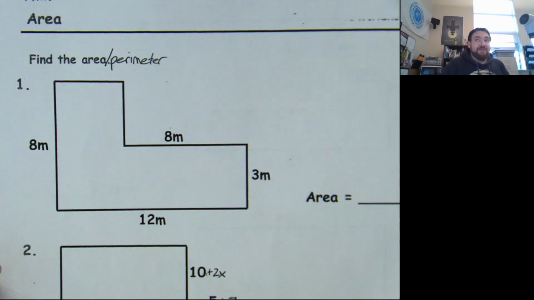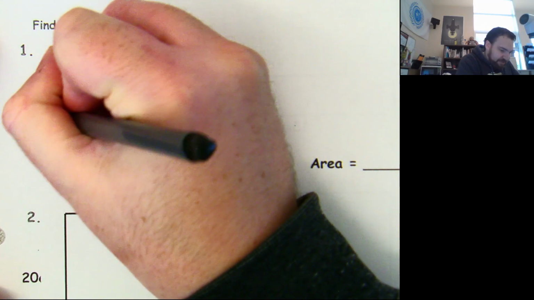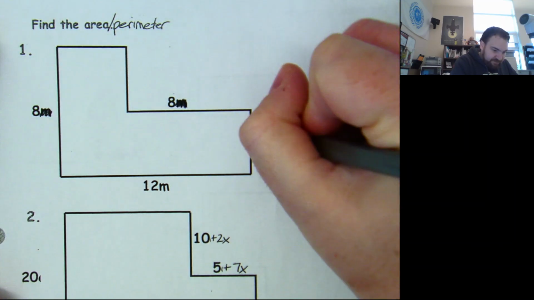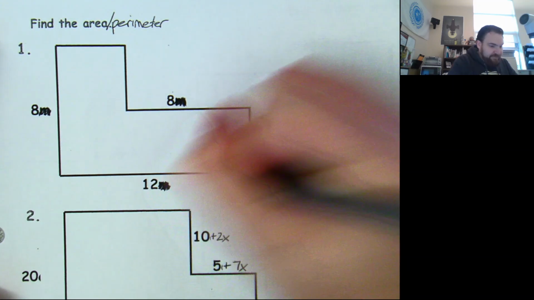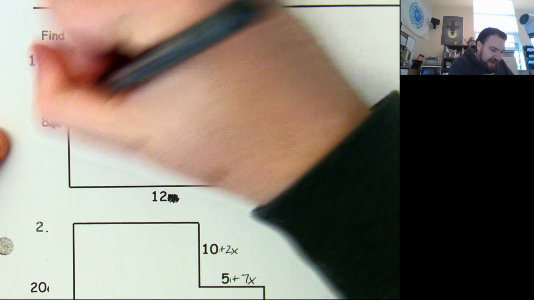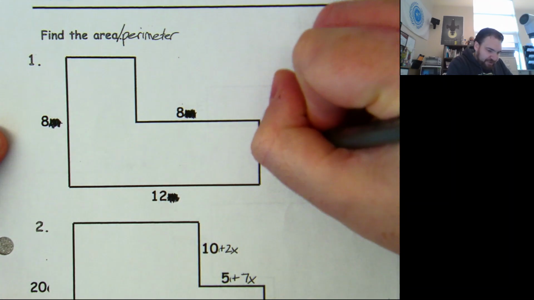I'm going to do one example off of either side, and then I'll give you guys time to play with the rest of them. For this first one, we're going to get rid of the letters. I want you to scribble out the M's. Scribble out these guys. Scribble out the M's. And so we're just going to look at the values there. We've got 2 8s, a 12, and a 3.